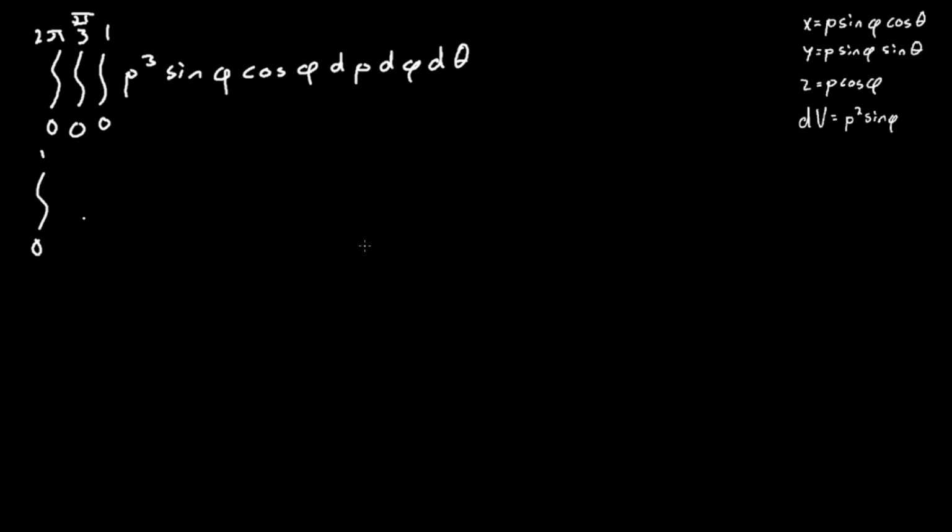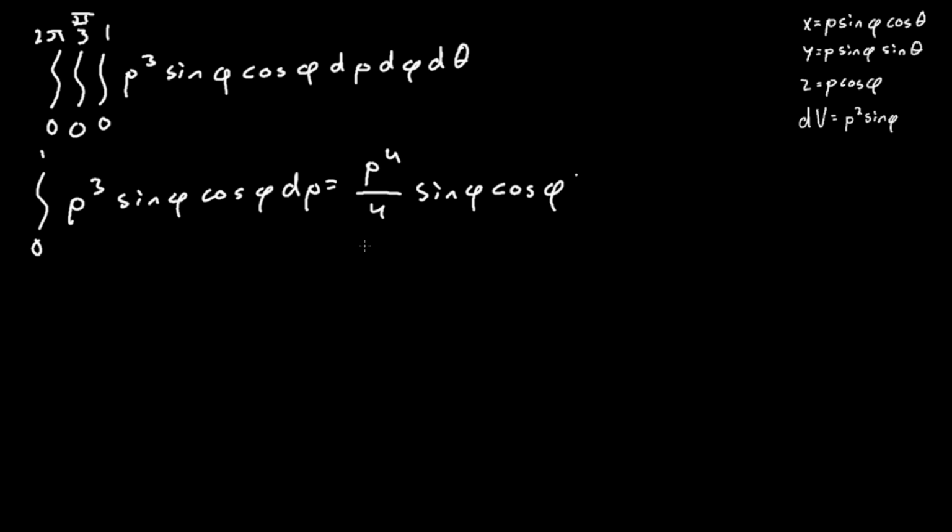So let's finish it. 0 and 1, p cubed sine of phi cosine of phi dp is equal to p to the power 4 over 4 sine of phi cosine of phi, with our bounds 0 and 1 for p. And all p is just 1 over 4, if we substitute in 1, for sine phi cosine phi. This is our new integrand, and now we integrate with respect to phi.